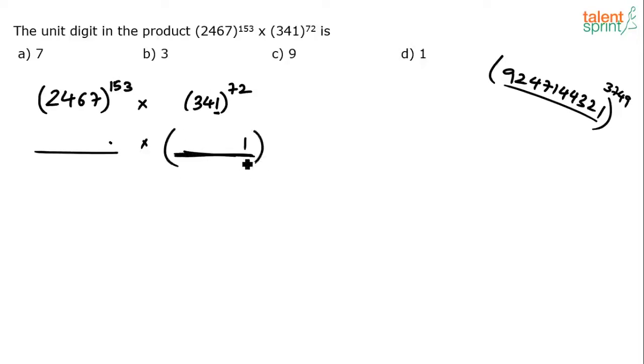So clearly the second number here is ending in 1, right? All I have to find out is what will this number end with? What will this number end with? And of course, since this number is ending with 1, it becomes redundant now. Whether I multiply it or not doesn't matter.